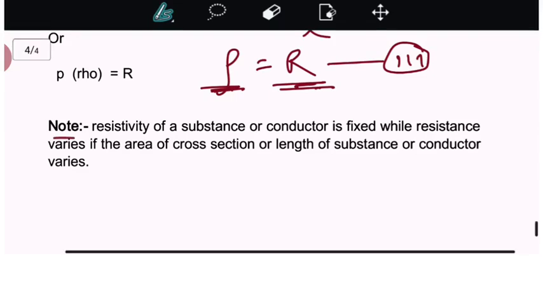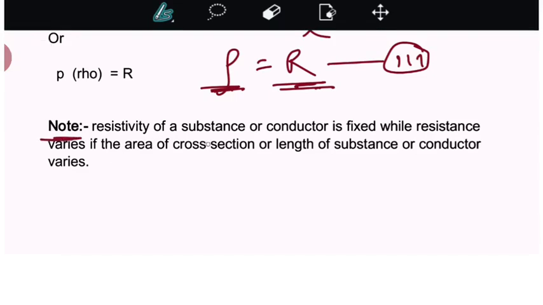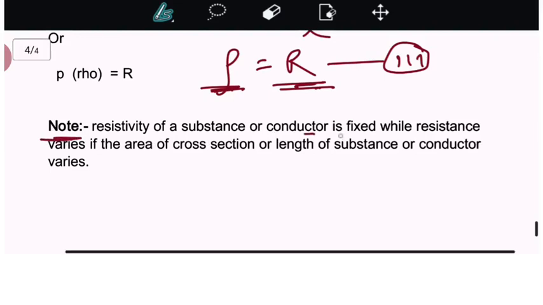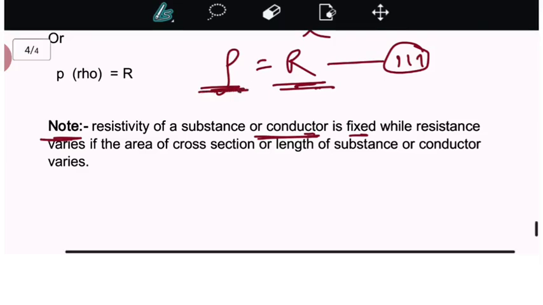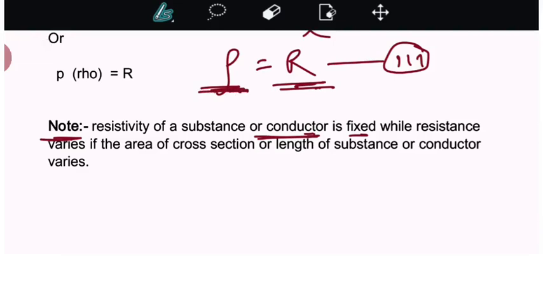Now, note: the resistivity of a substance or conductor is fixed. Why is it fixed? Because length is fixed, that is 1 meter, and area of cross section is also fixed, that is 1 meter square, and hence the value of rho will be fixed. So each type of element has a fixed specific resistance, but resistance is not fixed. Specific resistance or resistivity is fixed, but resistance is not fixed.